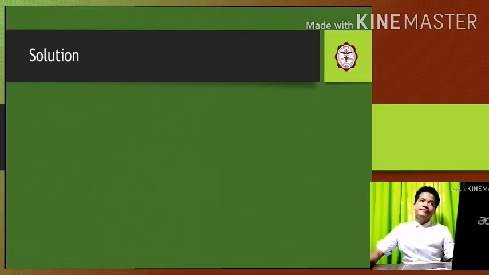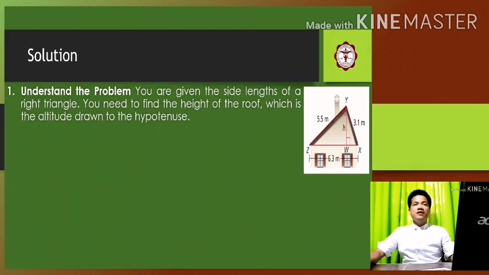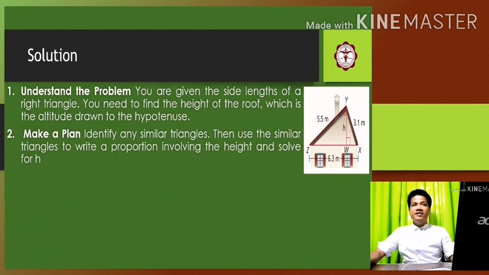Solution. First is we have to understand the problem. We are given the side lengths of a right triangle. We need to find the height of the roof, which is the altitude drawn from the hypotenuse. Second, we have to make a plan. Identify any similar triangles, then use the similar triangles to write a proportion involving the height and solve for h. So these are the triangles formed, the small triangle, the other triangle, and then the whole triangle or the original triangle.